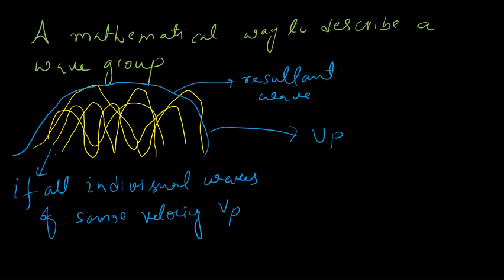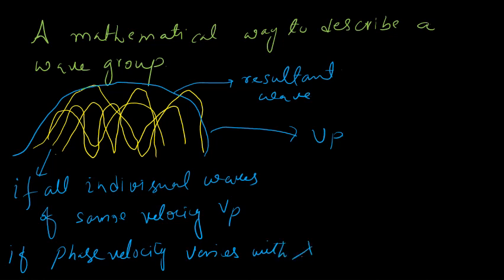However, if the situation is different, for example, if the phase velocity, which is the velocity of the individual wave, varies with lambda, that is, with the wavelength, then what will happen? When the phase velocity varies with the wavelength, this effect is called dispersion. The individual waves do not proceed together. As a result, the wave group has a velocity different from the phase velocity. This velocity is called Vg, the group velocity.